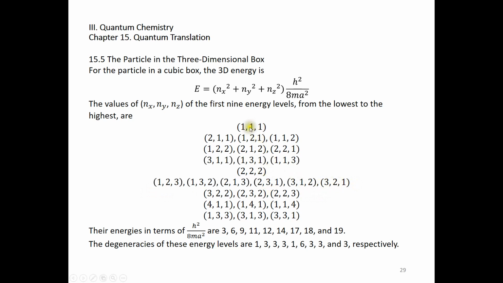So we can keep going and we can get more and more energy levels. Their energies in terms of h squared over 8ma squared are 3, 6, 9, 11, 12, 14, 17, 18, 19, etc. The degeneracy of all these 9 energy levels are 1, 3, 3, 3, 1, 6, 3, 3, 3, respectively.